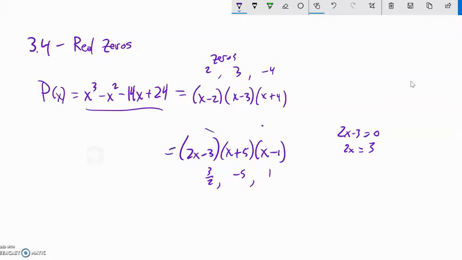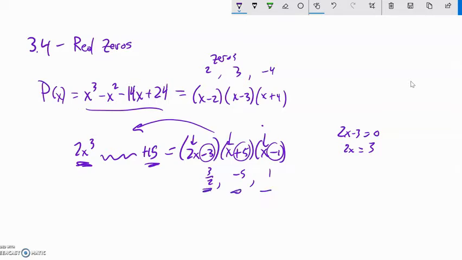If I were to multiply this out, go the opposite direction of the direction we're going to go, I just want to think about the first term and the last term right now. There'll be some stuff in the middle. But notice the first term would end up being 2x times x times x. So that's 2x cubed. A bunch of stuff would happen in the middle. And the last term would be, let's see, negative 3 times 5 times negative 1, 15. Looking at that first and last term gives me some hints about what my zeros are going to be.